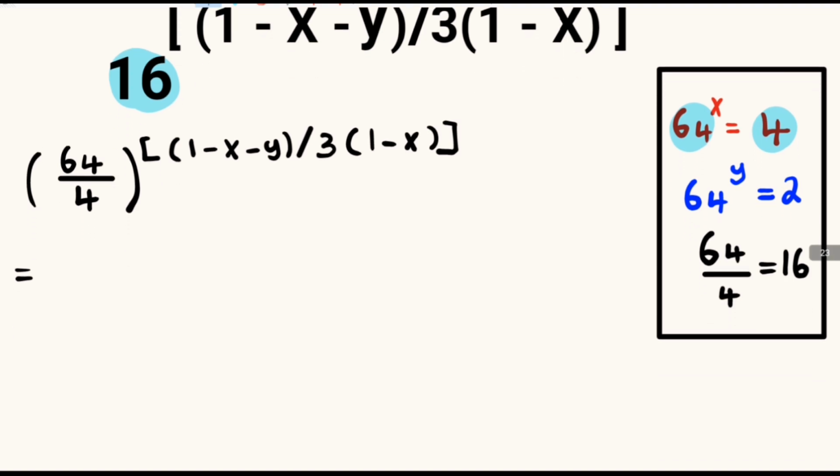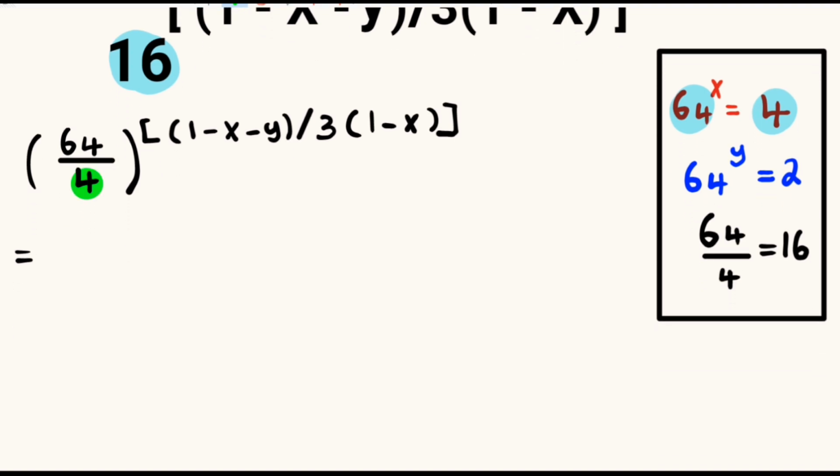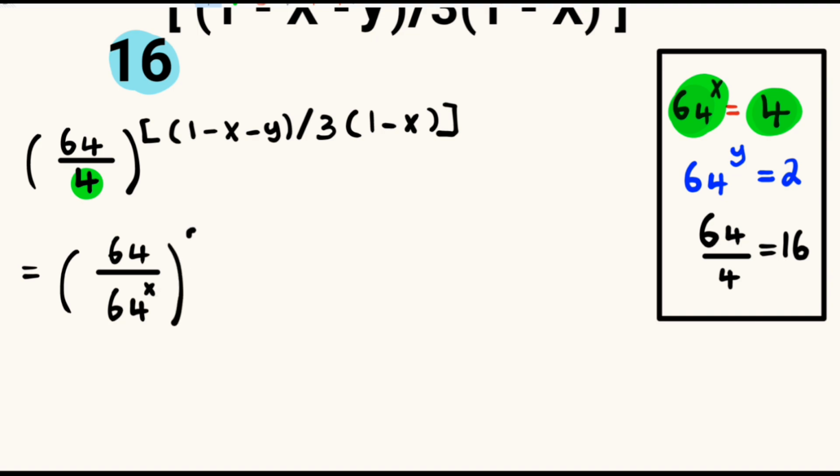This will be equal to, so in the place of the 4, we are going to substitute 64 raised to the power x since it's equal to 4. We have the 64 divided by the 64 raised to the power x in the place of the 4. And this whole is raised to the power 1 minus x minus y divided by 3 into 1 minus x.